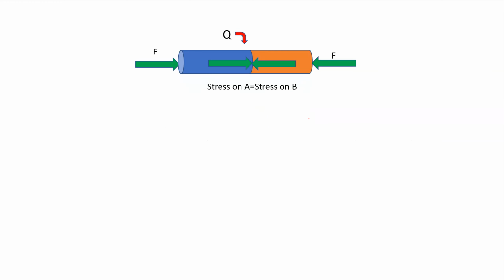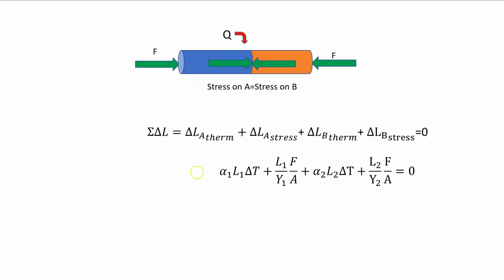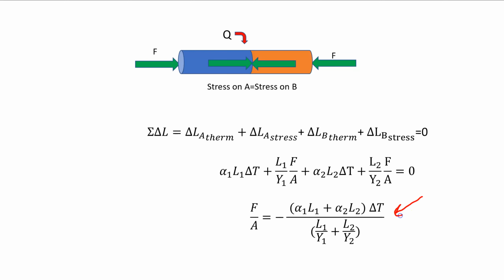So let's actually write out the terms for that. The terms look something like alpha 1 times L1 delta T. So this is the thermal term, stress term, thermal term, stress term. I just take them individually and I add them up and I set them equal to 0, and then boom, a little bit of algebra, and I get something for the thermal stress, which looks a little uglier than before, but it's really not so bad, right? So you say, okay, well, good, that's enough. But actually, it's not enough.